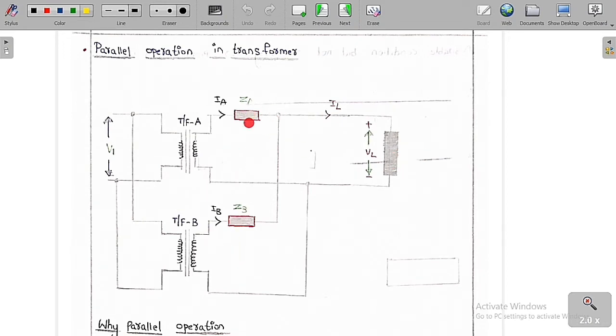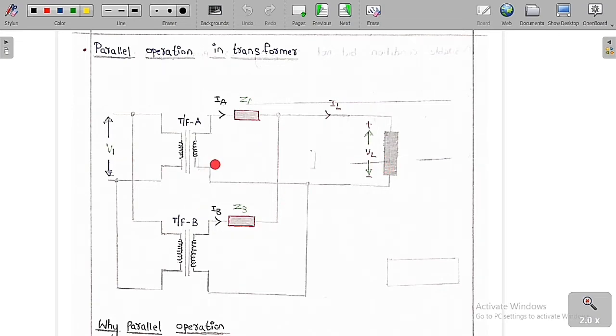Now the overall equivalent internal impedance of transformer A referred to the secondary is ZA. Similarly, the overall equivalent impedance of transformer B referred to the secondary is ZB. So ZA and ZB are for transformer A and transformer B. Transformer A is going to give a current of IA and transformer B is going to give a current of IB, and this is the load current. The load current is shared by both transformer A and transformer B, and this is the load voltage VL and the supply voltage is V1.